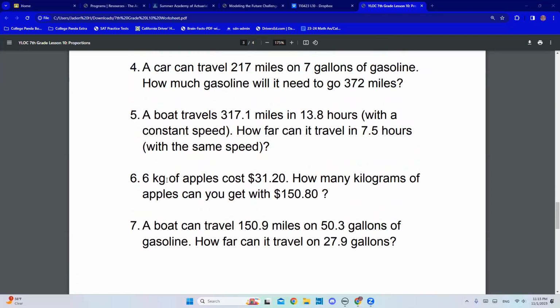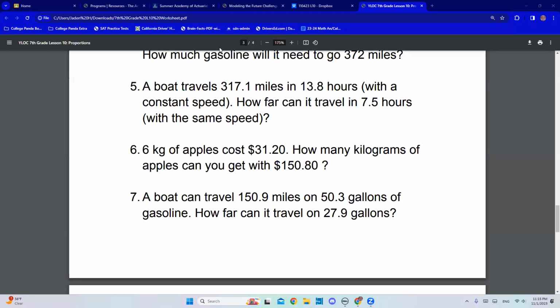All right, let's try number 7. A boat can travel 150.9 miles on 50.3 gallons of gasoline. How far can it travel on 27.9 gallons? So let's set them equal to each other. For every 150.9 miles, it takes 50.3 gallons. So if we had 27.9 gallons, it would travel x miles.